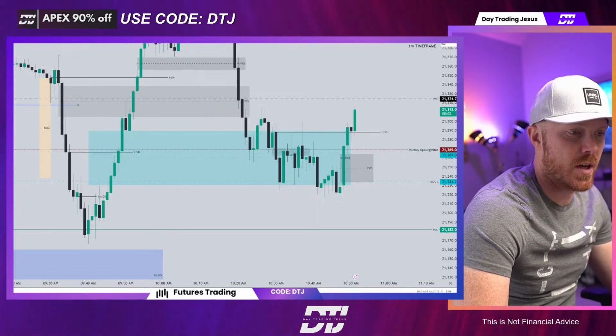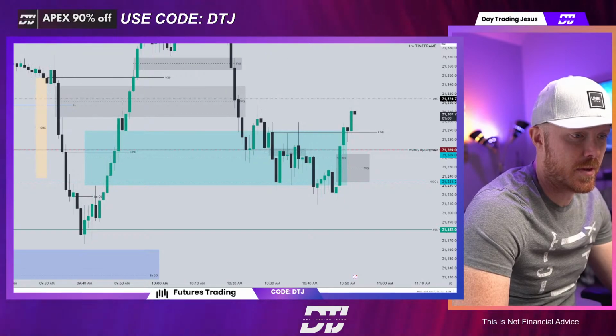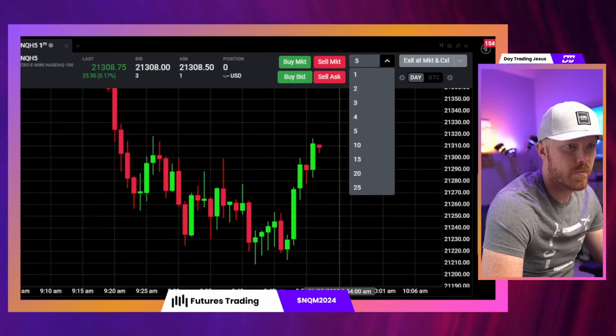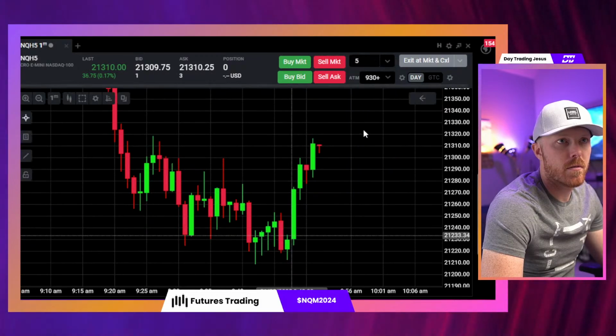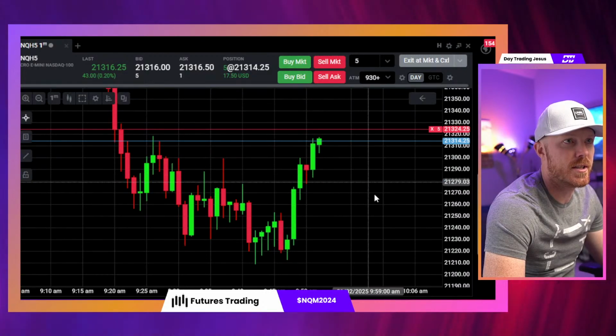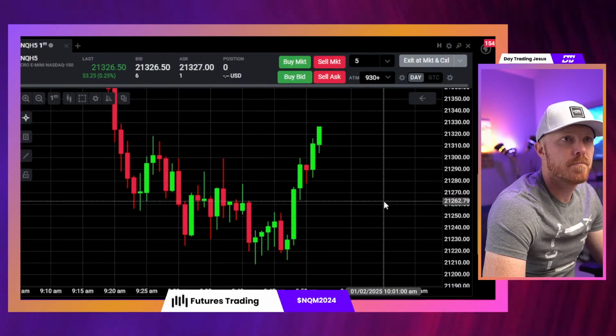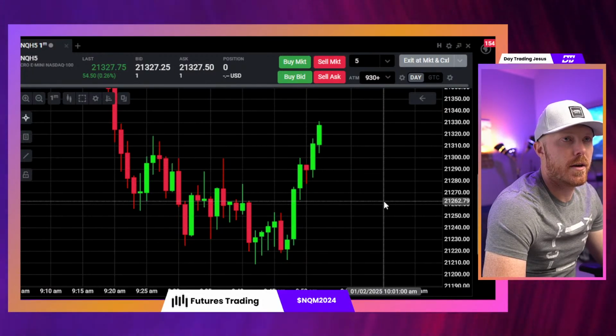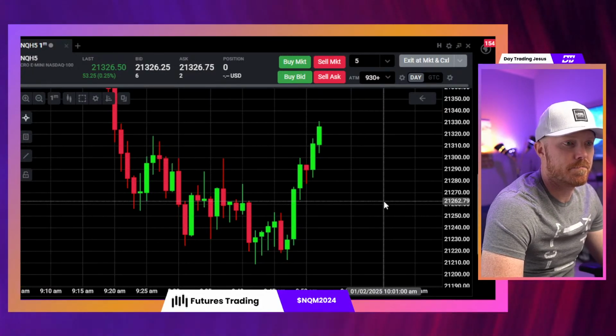Since I've mostly done for the day, I'm going to reduce my size and I'll look at taking a long here. Let's see, screen share. All right. I like that displacement. I'm going to go long right here for just 10 handles. There's your move. Okay. There's the move right there that we just got.